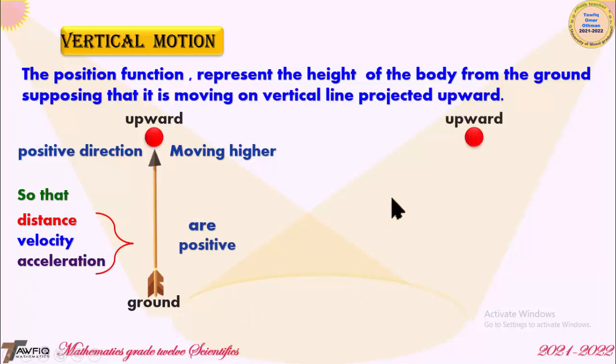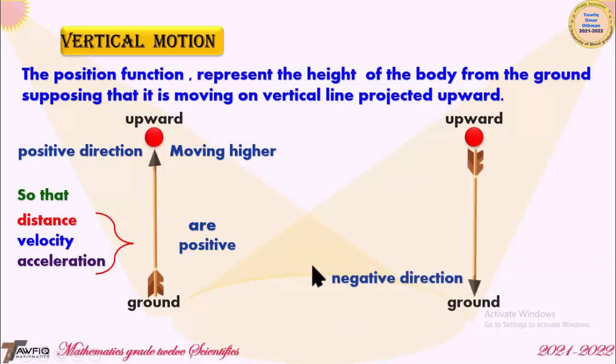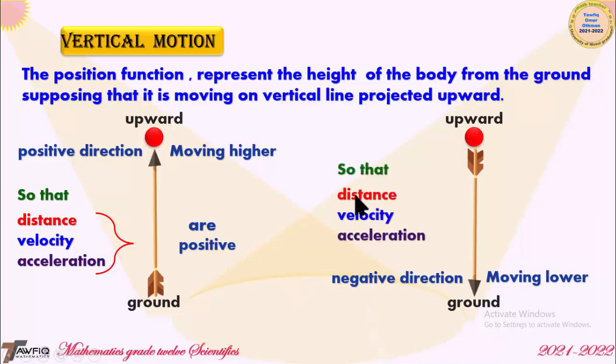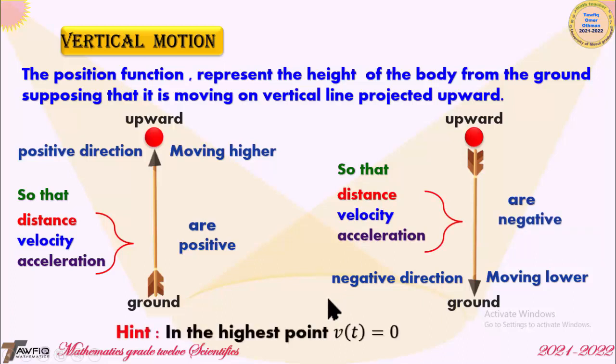But if the movement was from upward to down, then it is a negative direction and moving lower. Therefore, distance, velocity, and acceleration are negative. At the highest point, be careful, at the highest point, v(t) is equal to 0. That means the velocity is 0 because the body will stop.